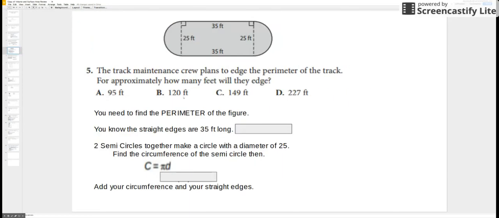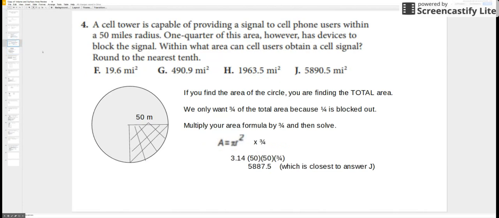I just want to say a disclaimer. The reason why these two answers are slightly off is because the problem's answer key actually used the pi button, so 3.14159 and so on and so forth, as opposed to just 3.14.